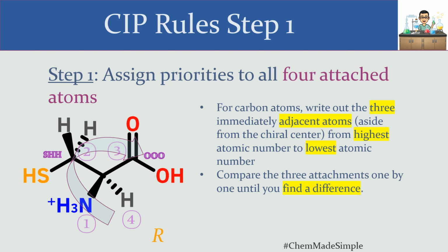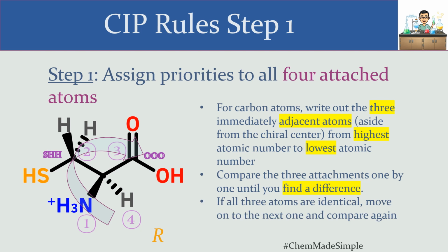All right. So you may be wondering, okay, what if I compare the two immediate carbon atoms and both of them turn out to have the same exact attachments? Well, if all three atoms are identical, then you move on to the next one and determine the same thing again. You write out the three other attachments and compare those to each other, and then you keep doing it until you find a point of difference.